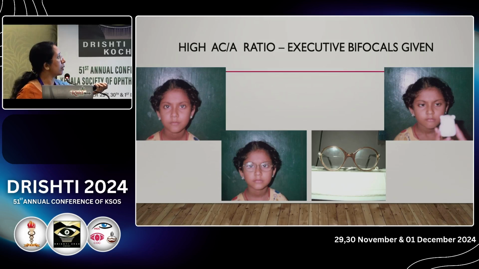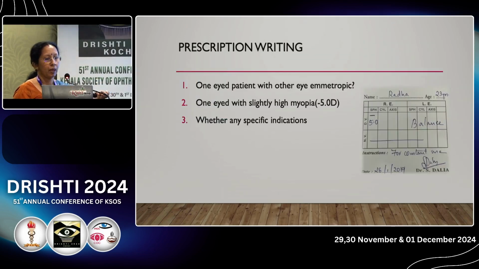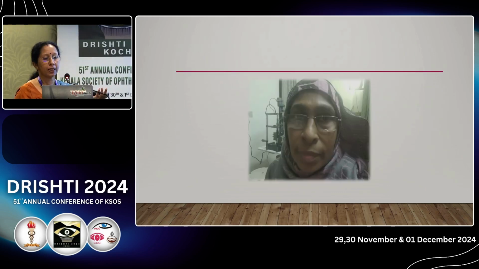This is an accommodative esotropia child wearing executive bifocal spectacles. For one-eyed patients, where the other eye is emmetropic, you can give protective glasses, and if one eye is slightly myopic, you can write balance, so that the optician will put some minus lens on the other side also, because that will give a cosmetic appeal. Any other specific indications you can also write.